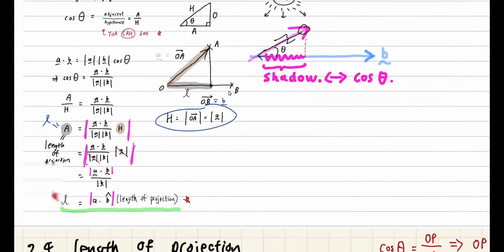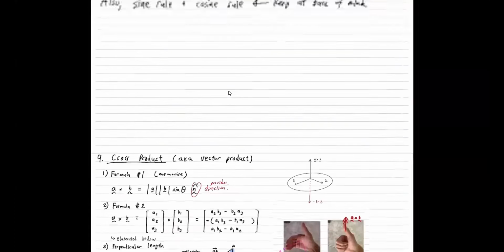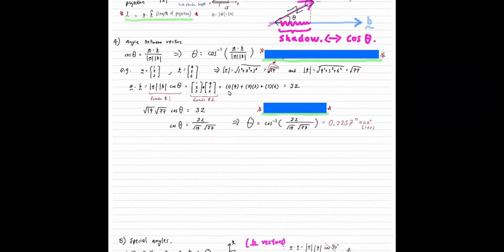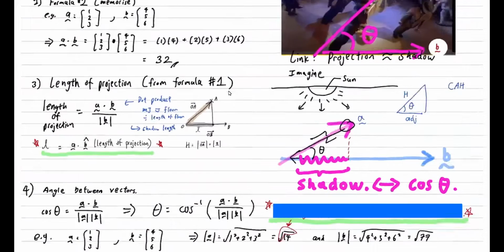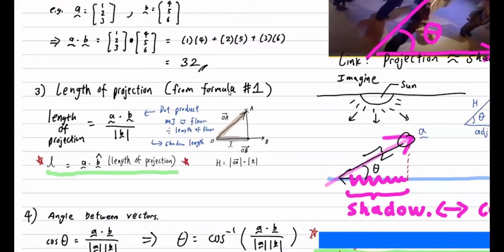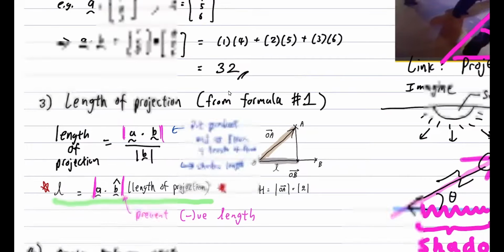Let me just quickly edit that on the original notes. Then I'll resume there. Over here must have modulus. Over here must have modulus. Why? Prevent negative length, because length cannot be negative. Okay? Okay. Can length of projection done.